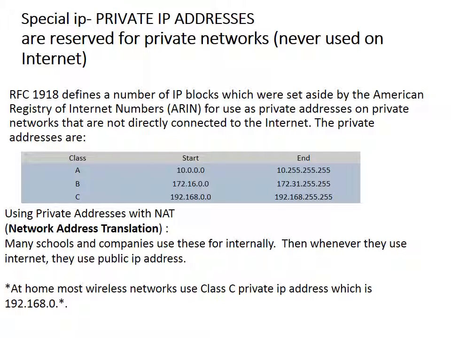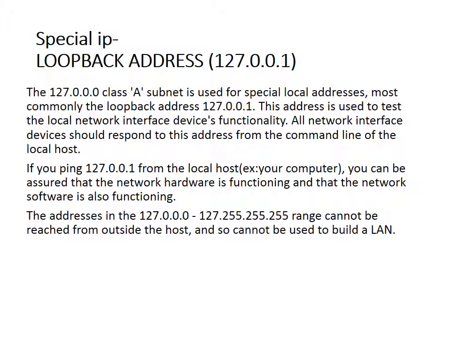These are private IP addresses reserved for private networks. The 127.0.0.0 Class A subnet is used for loopback addresses. 127.0.0.1 is used to test the local network interface device's functionality. All network interface devices should respond to this address from the command line of the local host. If there is no response on pinging 127.0.0.1, the NIC would be bad.